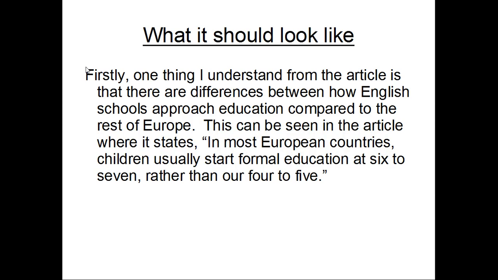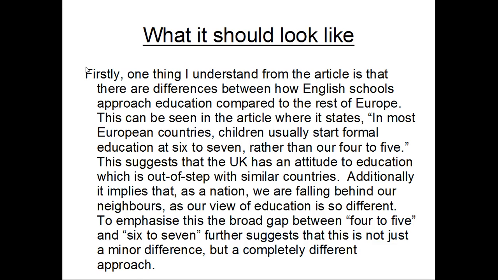As can be seen in the article where it states, in most European countries, children usually start formal education at 6 to 7 rather than 4 to 5. If we then look how I might try and develop that with an explanation, what we've got then is this suggests that the UK has an attitude to education which is out of step with similar countries. Additionally, and again I'm using those kind of discourse markers to show where I'm adding ideas, it implies that as a nation we are falling behind our neighbours as our view of education is so different.